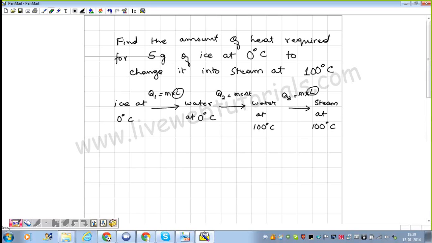The reason for that is here melting is taking place. So I'm going to use here the value of latent heat of fusion. Obviously this value will be given to you. And here water is turning into steam. So here I'm going to use the value of latent heat of vaporization.